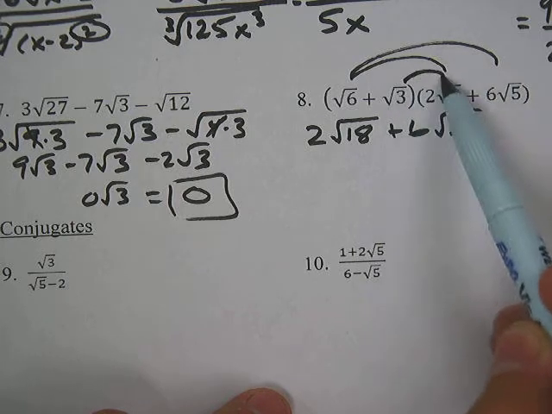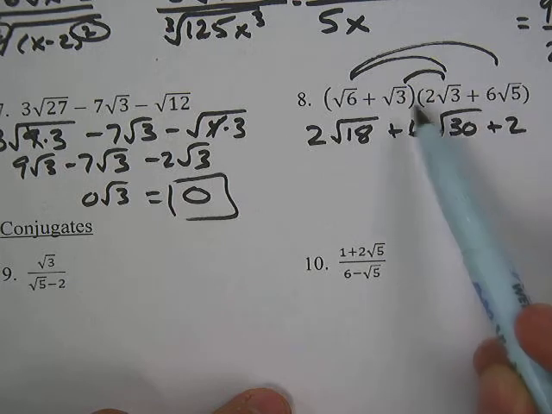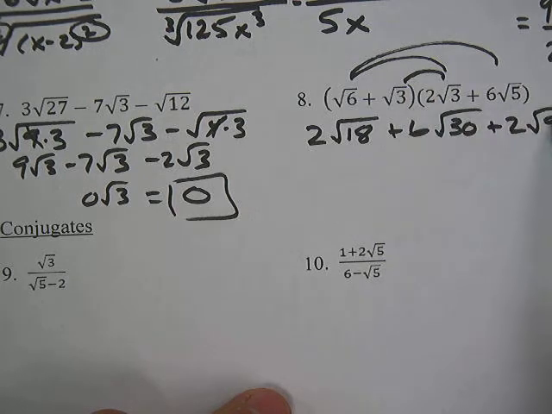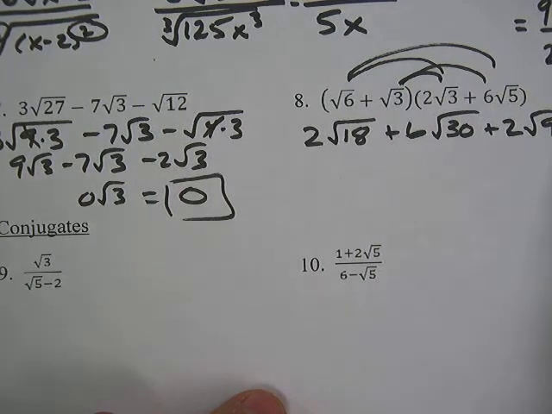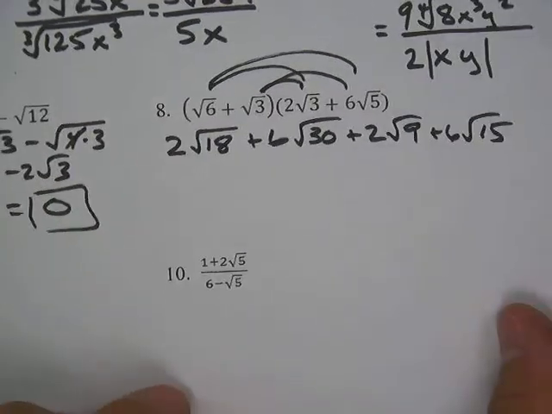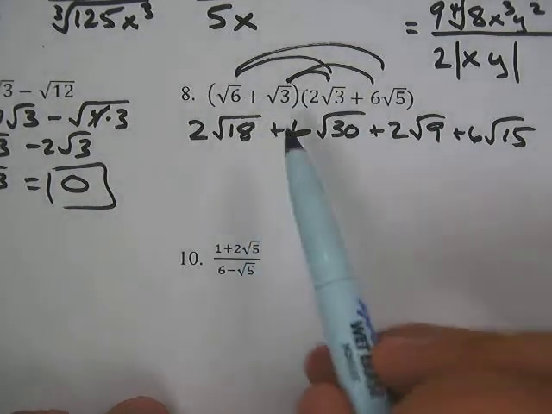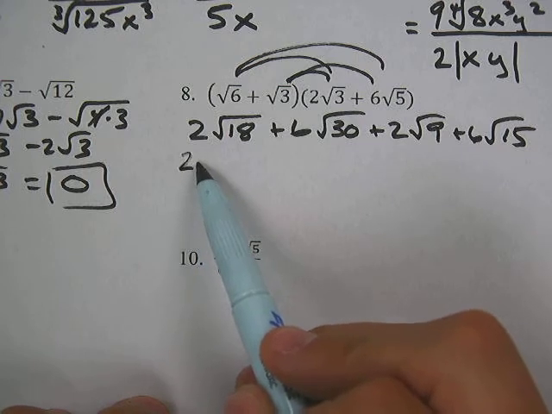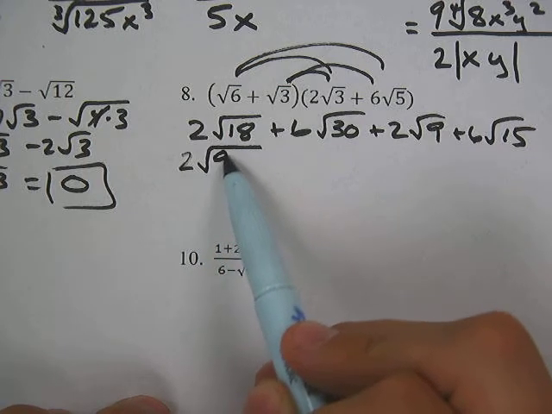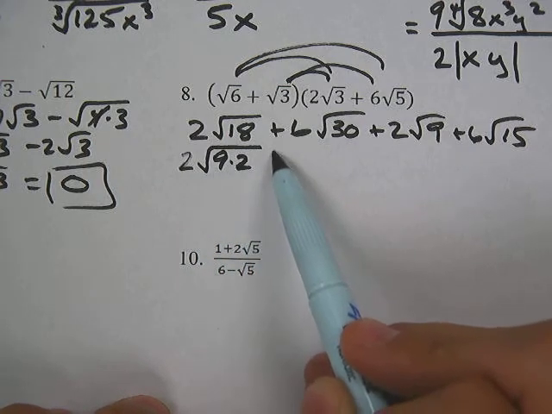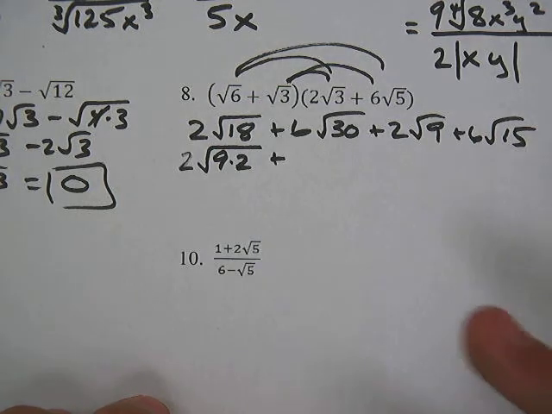So I'm going to multiply this. I would leave the 2, and then root 6 times root 3 is root 18. Again, I would leave the 6, and then root 6 times root 5 is root 30. Multiply here. 2, root 3 times root 3 is root 9. And then multiply here. Root 3 times root 5 is root 15.